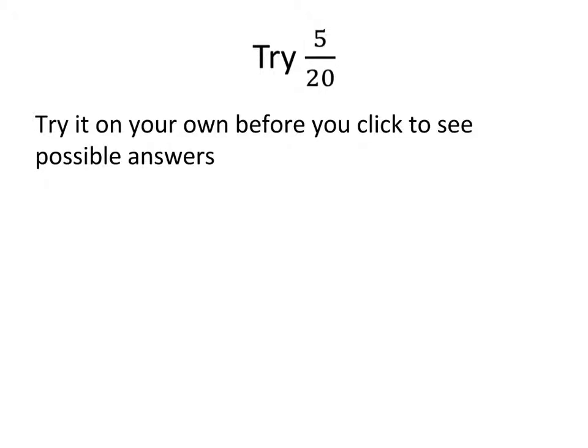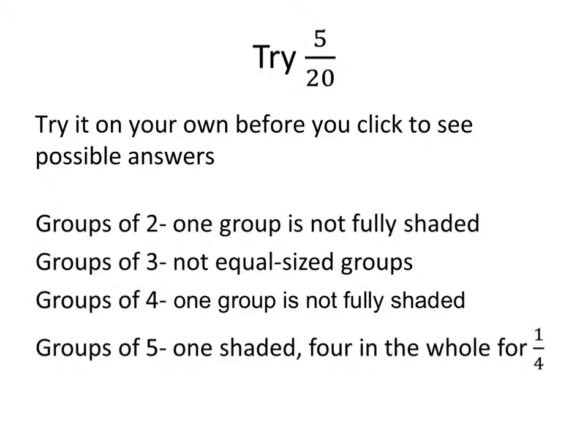Okay, hope you have some great drawings. Pulled out your graph paper, drew 5/20. So this is what happens if you try to group this. If you try to do groups of 2, you'll end up with one group that's not fully shaded. If you try to do groups of 3, you'll end up with not equal sized groups. If you try to do groups of 4, one group is not fully shaded.